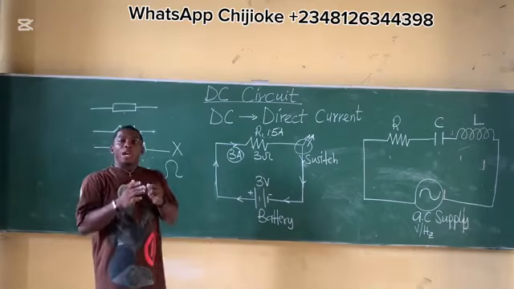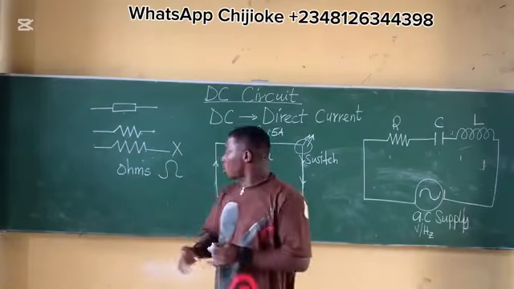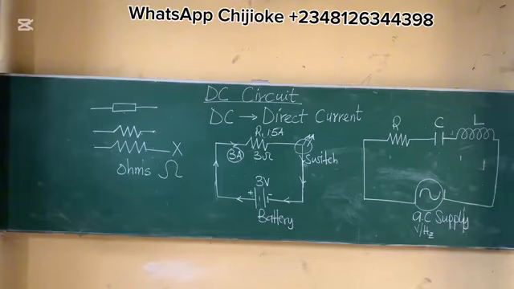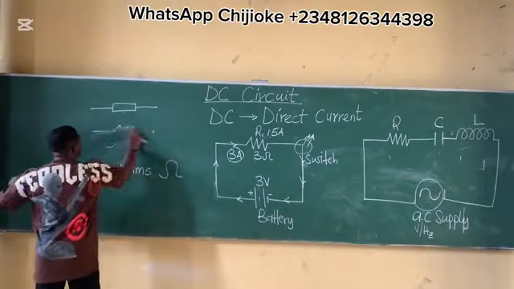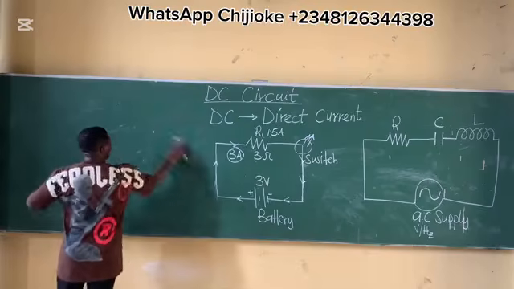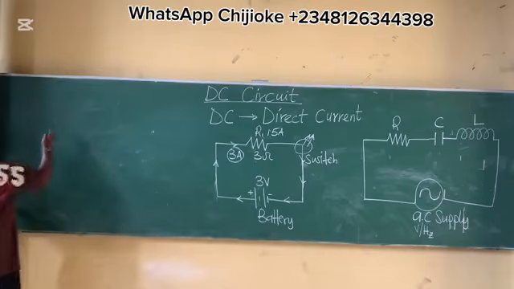Let's start with a resistor. What is a resistor? Since we said a DC circuit is composed of a resistor, battery, and switch, let's start from there. Please, if you're drawing the symbol for a resistor, draw it correctly.